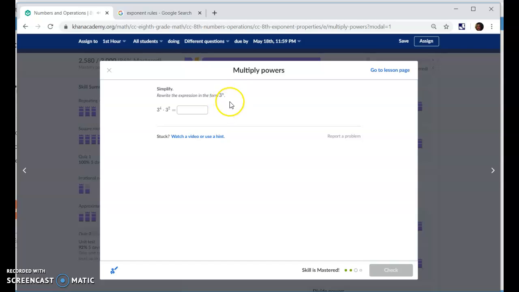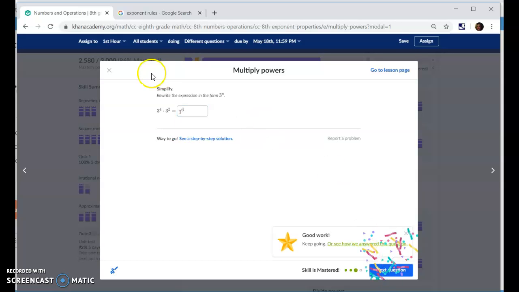Rewrite the expression in the form 3 to the nth power. So we kind of just did this right here, but now our base number is 3, so instead of a letter, we are going to write the base number 3. And then 4 plus 2, I'm just adding my exponents because this is multiplication. 4 plus 2 is 6. I'm going to move on here.